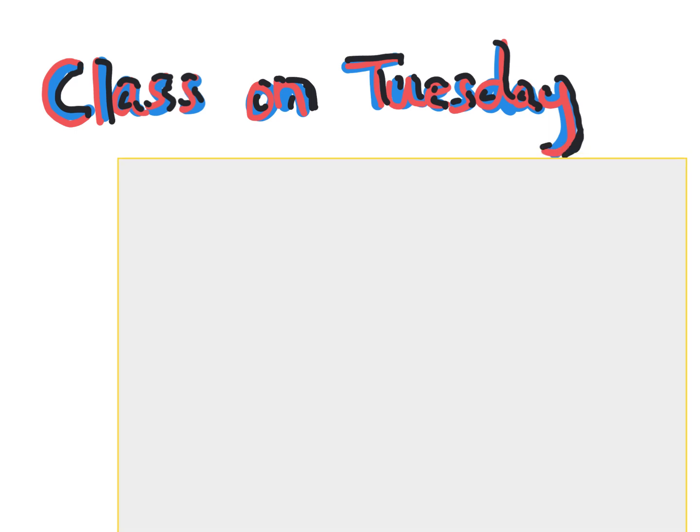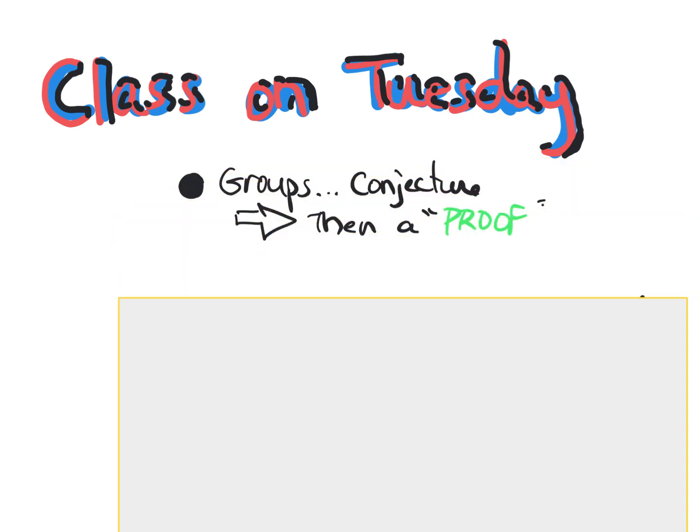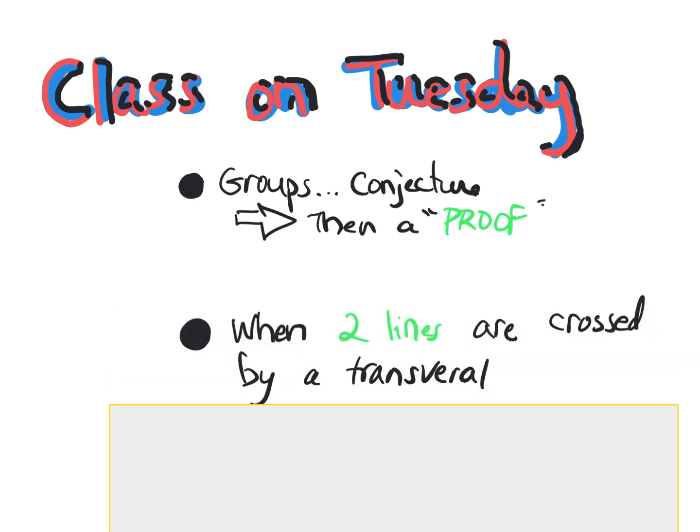Here is a summary of what we did in class on Tuesday, October 4th. First, in groups, we worked on a conjecture together, after which we practiced a geometric proof of our conjecture. Then we talked about this big idea, which is actually in sections 3.1 and 3.2, of when two lines are crossed by a transversal.